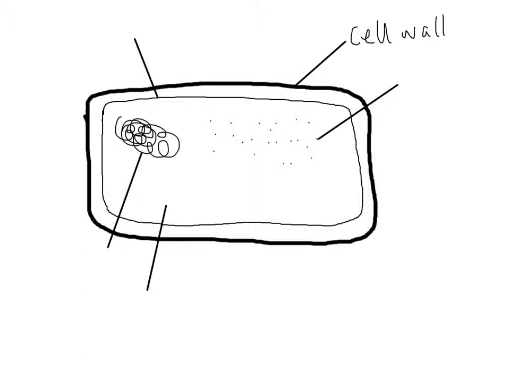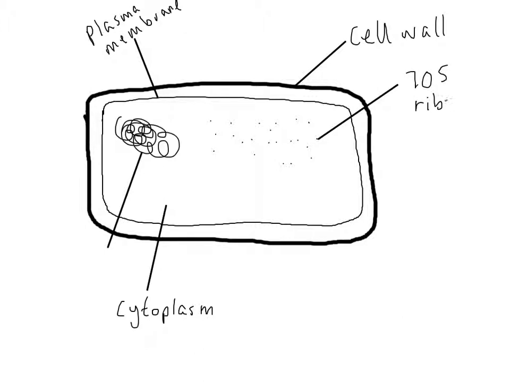All prokaryotes also have a plasma membrane, which has a very similar structure to that found in a eukaryote and should just be drawn with a thin line as usual. They will also all have cytoplasm, and they have 70 S ribosomes. These are the smaller ribosomes compared to the 80 S ribosomes found in eukaryotes.